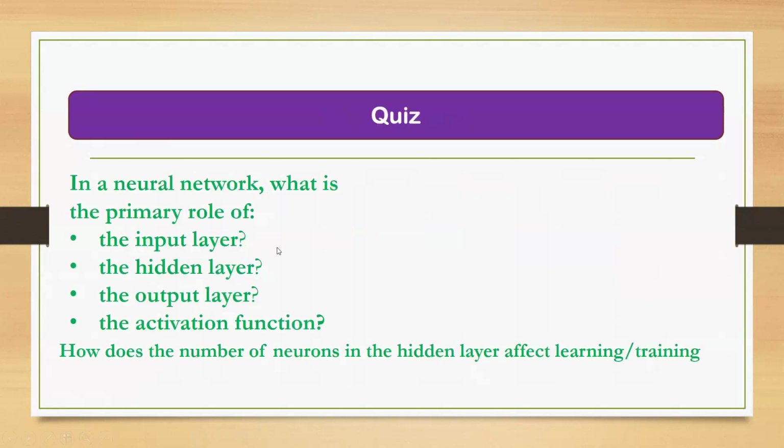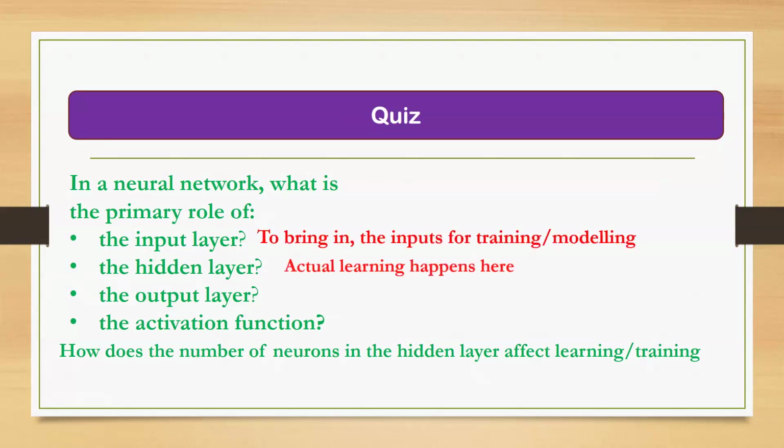Okay, so you probably know this, but do you know what the input layer does? The primary role is to bring in the inputs. Actual learning happens in the hidden layer. And then the output layer is to produce the outputs.